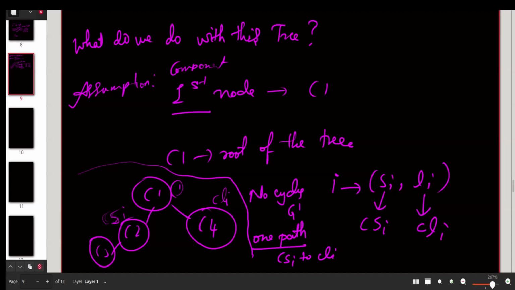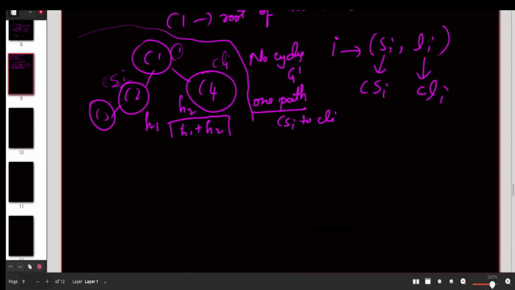So all we have to do is find the height of this C2 from C1, H1, find the height of the C4 from C1, H2, just do H1 plus H2. So the solution would be H1 plus H2.